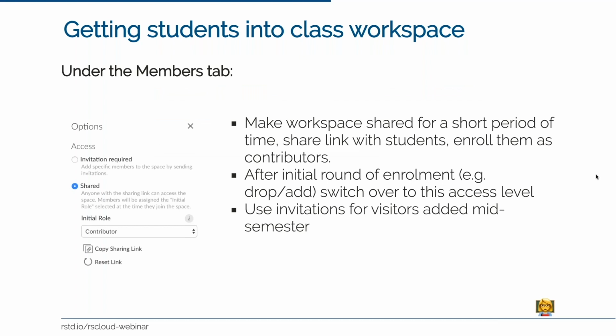The first thing that you might want to think about is how are you going to invite students into your class? Unfortunately, there isn't just yet an easy way to upload a roster, for example, of student emails. So my recommendation would be, instead of choosing invitation required, where you would have to individually invite each one of your students, especially if you're teaching a larger class, I would recommend setting the access option to shared, but do so for a short period of time and share this link with your students. And you want to enroll them as contributors, and I will talk about what the other access levels are in a second.